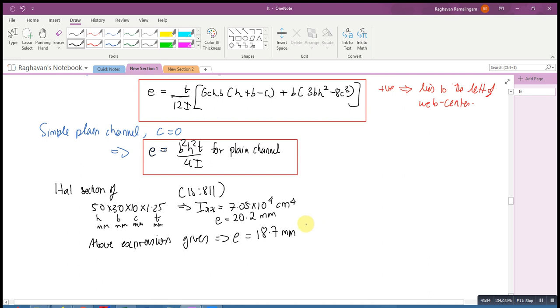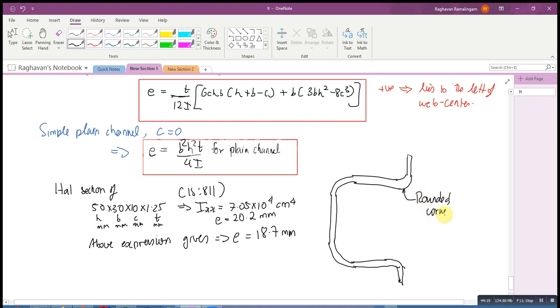and the reason for this is probably your IS811 sections will have the corners like this. You have rounded corners, and this formula neglects rounded corners. Okay, so the formula neglects rounded corners, so therefore now you have this marginal difference between the shear center values. Okay, but otherwise I have checked it for 2 or 3 more cross sections from IS811. Most of them have this small variation, so anyway the formula is valid.